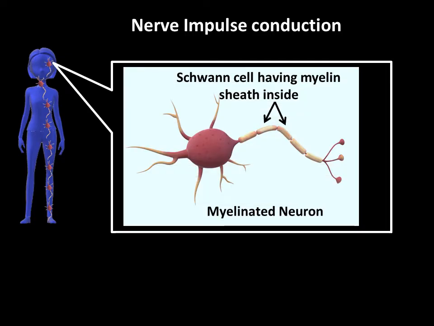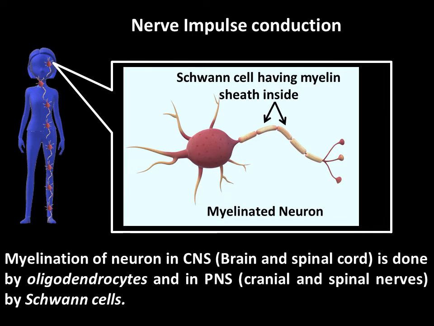The neuron shown here is myelinated. These segmented coverings are Schwann cells having myelin sheath inside. Myelination of neurons in CNS, brain and spinal cord is done by oligodendrocytes, and in PNS, cranial and spinal nerves, by Schwann cells.